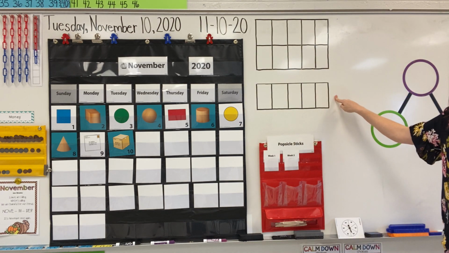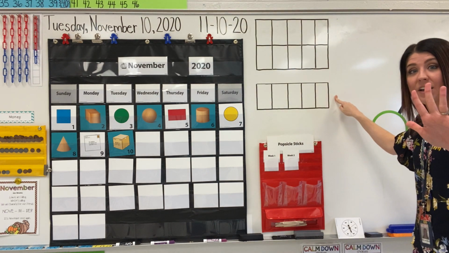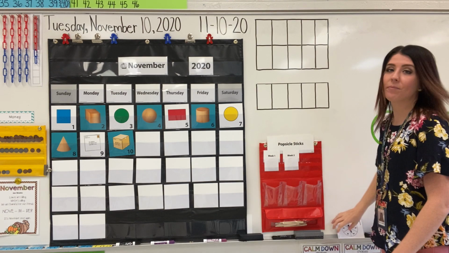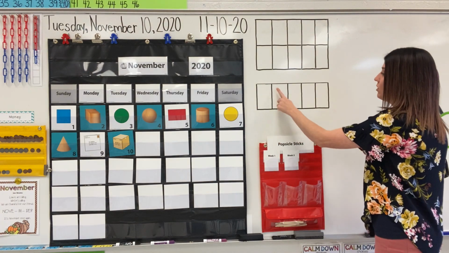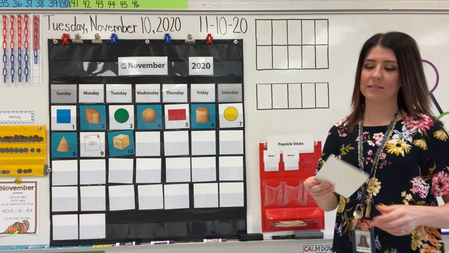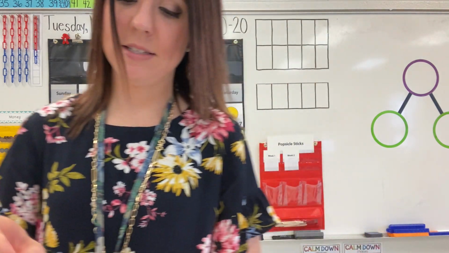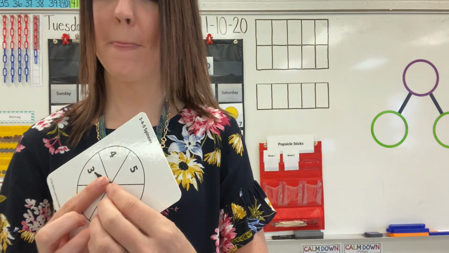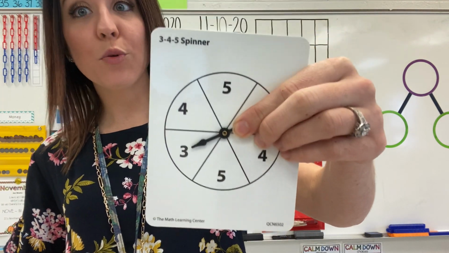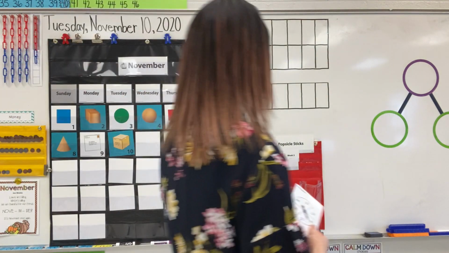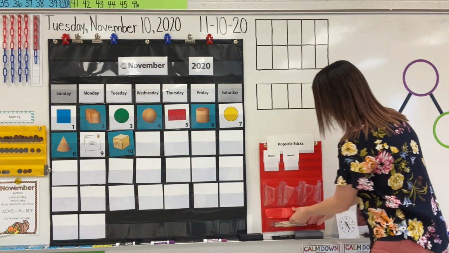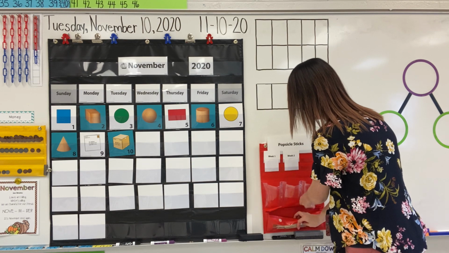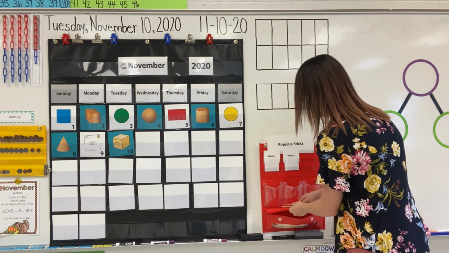And what's this down here? A 5 frame. And why is it called a 5 frame? Because it has 1, 2, 3, 4, 5 spaces. Now I'm going to spin the spinner to see how many popsicle sticks we get. We get 3 popsicle sticks for Monday. So I'm going to get out 3 popsicle sticks and I'm going to put them up in the 5 frame.